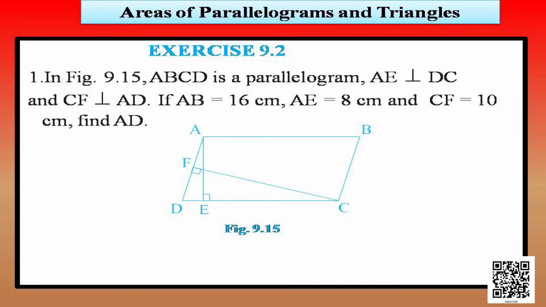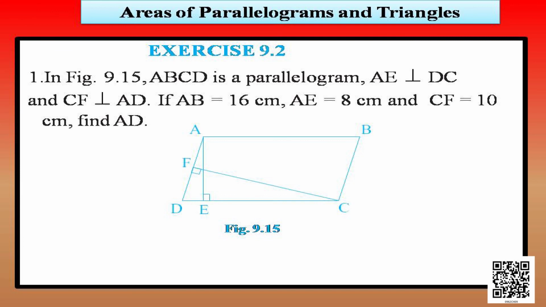Okay. Question 1. It says in figure 9.15, that is given in your book, ABCD is a parallelogram, AE is perpendicular to DC and CF is perpendicular to AD. If AB is equal to 16 centimeter, AE is equal to 8 centimeter and CF is equal to 10 centimeter, find AD. Okay. So, students, let us now discuss the solution for the first question. Just refer to your diagram.